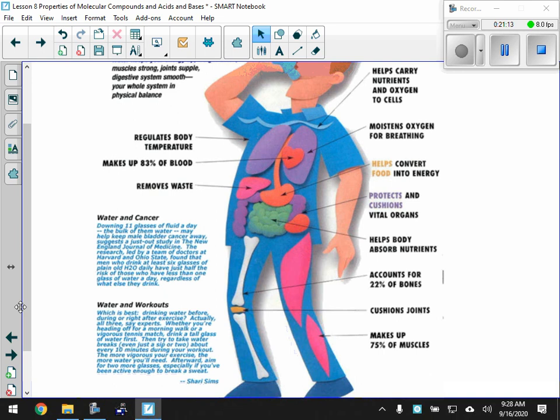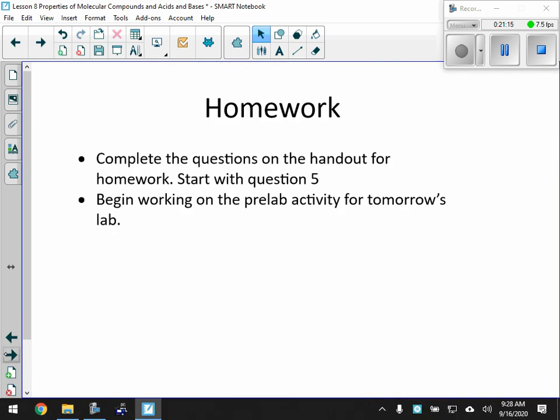Liquid assets, of course, make sure you drink lots of water. That's important. Or in my case, coffee. Just kidding.